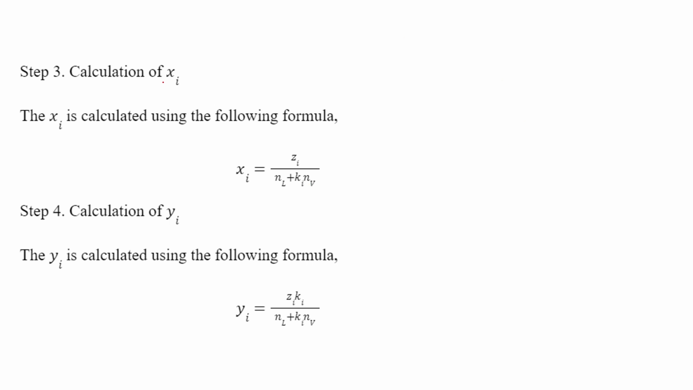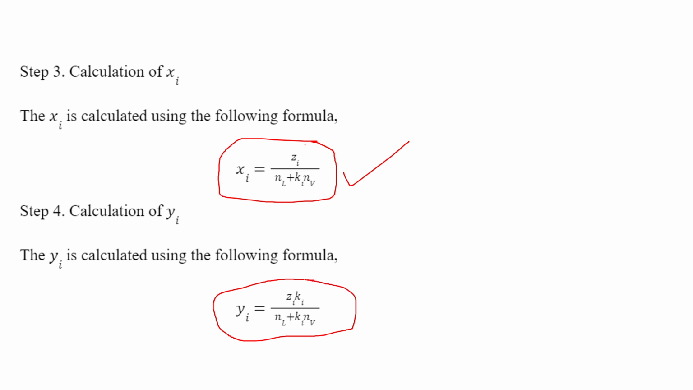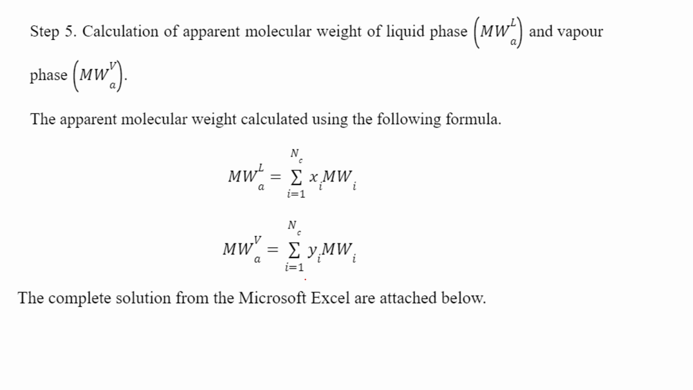So next is the calculation of Xi. Xi is calculated using the following formula, and similarly Yi has to be calculated, where we already know the values of Ki, equal to Yi by Xi, but if we have to find the value of Xi, Yi is not known to us. So for finding Xi, this whole equation is formed. Similarly, when Xi is not known to us, to find Yi, this whole equation is formed. The derivation of how these equations came about was already discussed in the class. The next step is the calculation of the apparent molecular weight of the liquid phase and vapor phase.